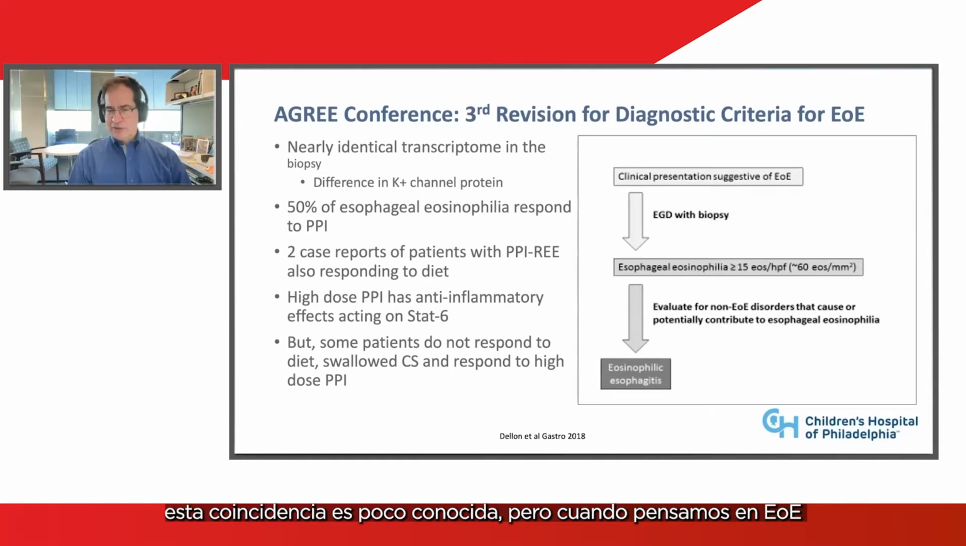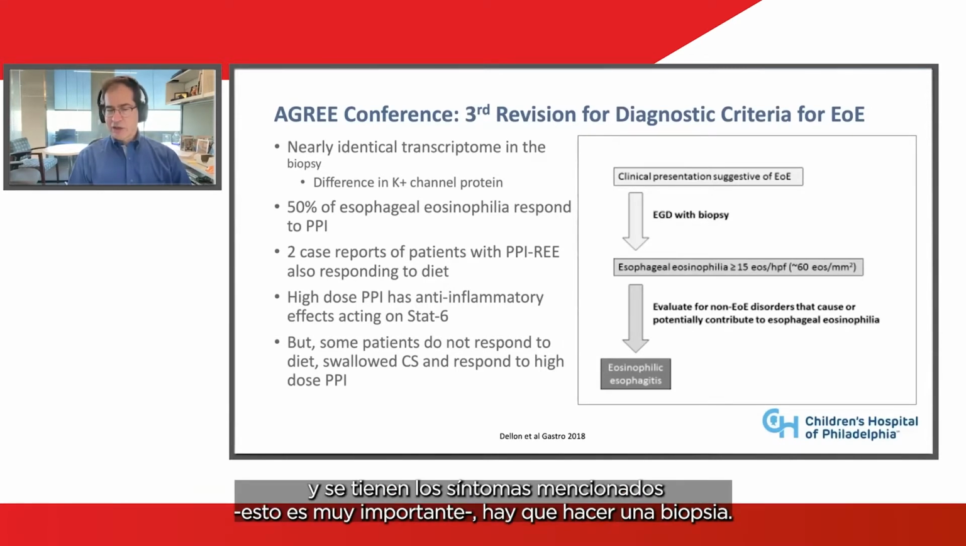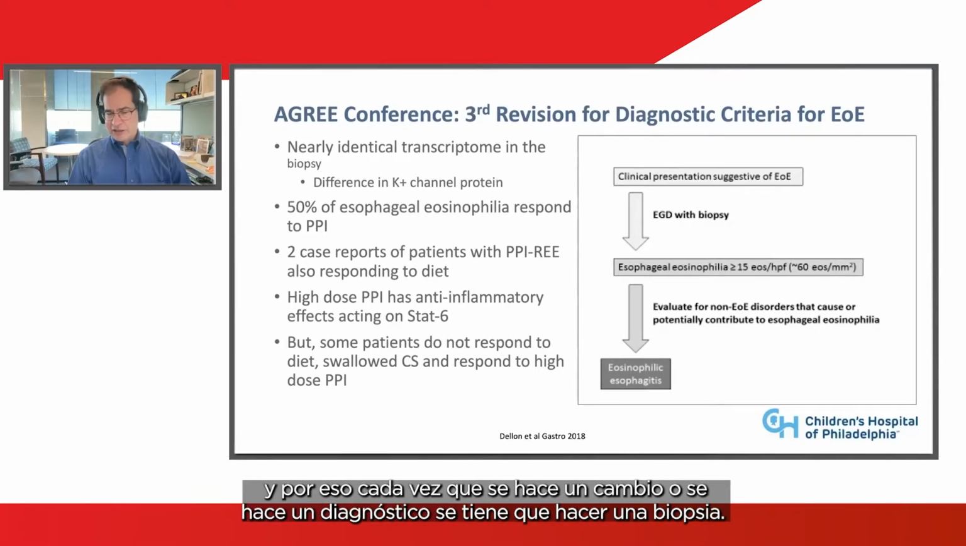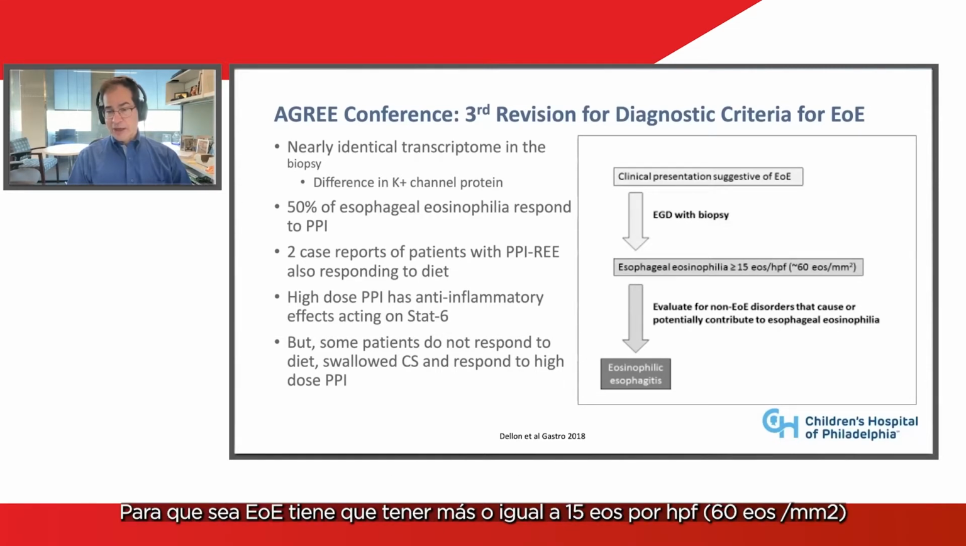But when we think of EOE, we have the symptoms we talked about, and this is really important: we have to get a biopsy. It's the only way to monitor disease, because symptoms don't always correlate with histological findings. So anytime you make a change or a diagnosis, you need a biopsy.